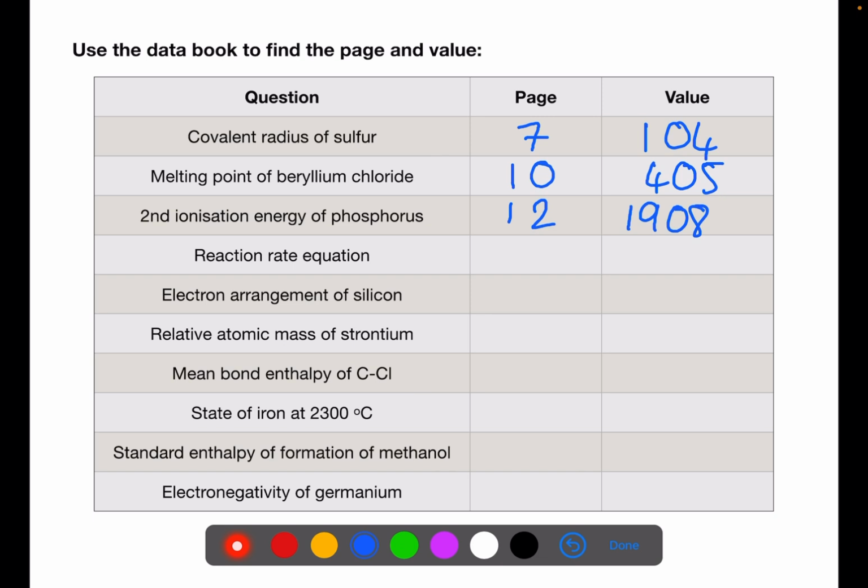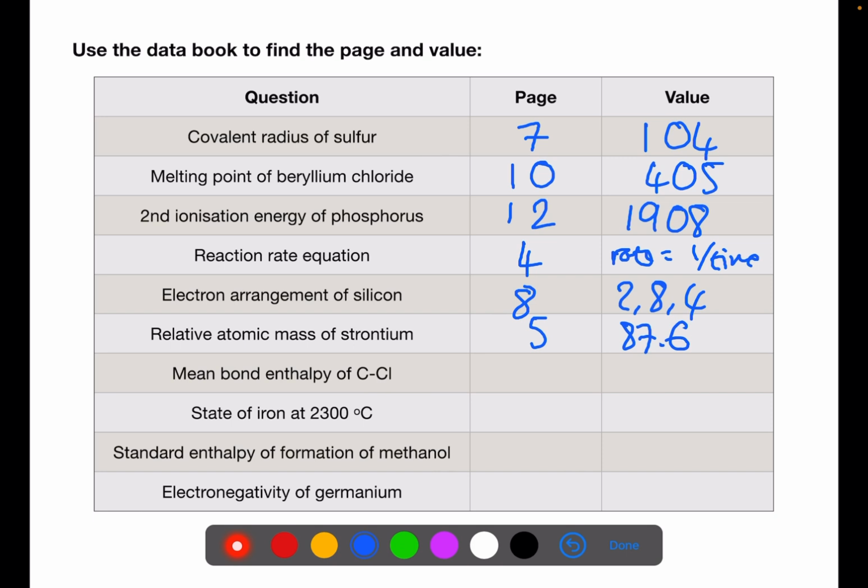The reaction rate equation is on your relationships page on page 4 and is rate equals 1 over time. The electron arrangement of silicon you will find on page 8 and is 284. The relative atomic mass of strontium is on page 5 and has a value of 87.6.